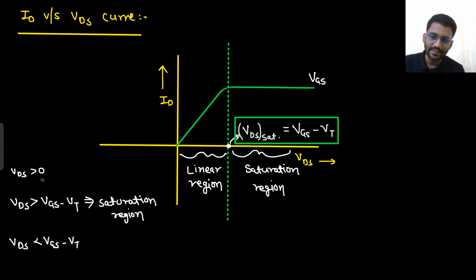If VDS is less than 0, that means it is in cutoff, and there will be no current. So if VDS is less than 0, it will be cut off. If VDS is less than VGS minus VT, it will be in linear.